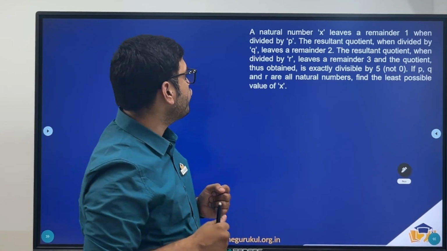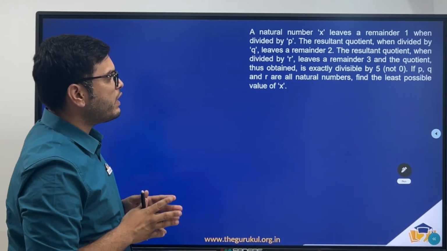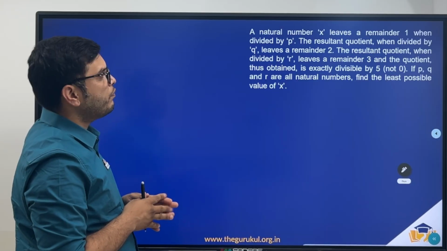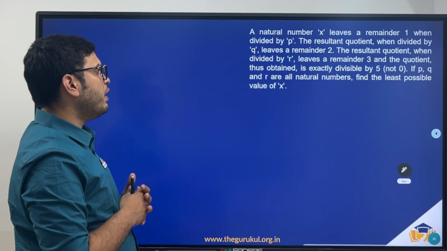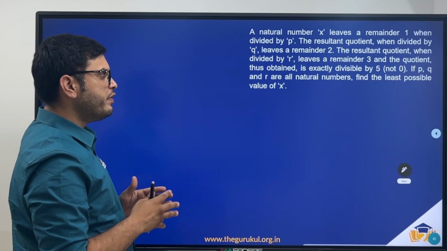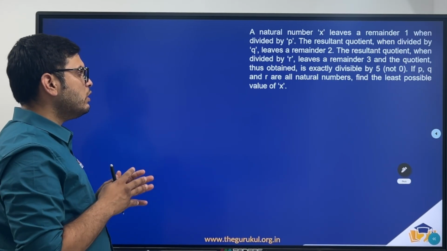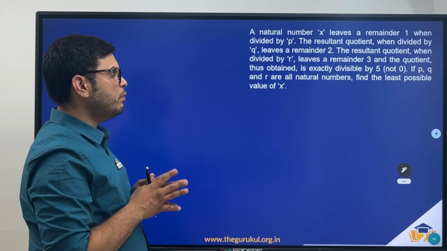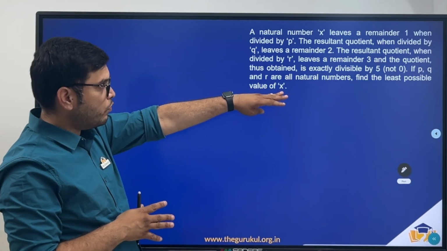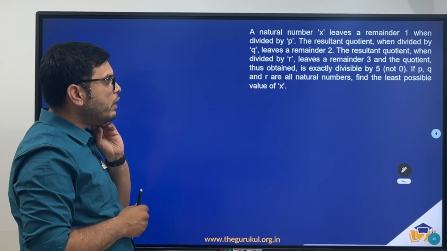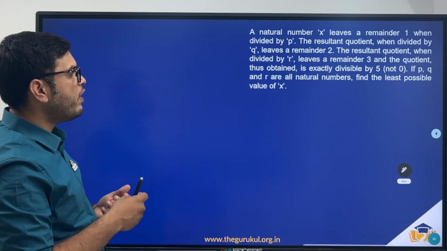Now coming to the fifth question: a natural number x leaves a remainder 1 when divided by p. The resultant quotient when divided by q leaves a remainder 2. The resultant quotient when divided by r leaves a remainder 3. And the quotient thus obtained is exactly divisible by 5, and that's not 0. If p, q and r are all natural numbers, find the least possible value of x.